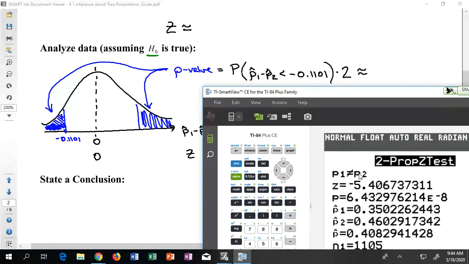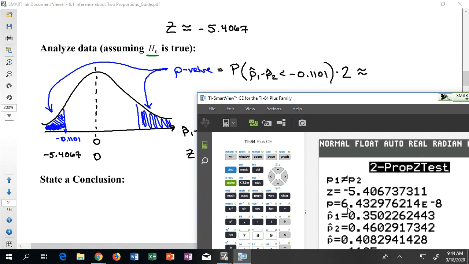If I go to calculate, notice immediately it tells me my z-score, negative 5.4067. Negative 5.4067 can be added to the picture. I also see my p-value, which looks like 6 point, wait a minute, 6 point. I can't have p-values that are, I mean, that's a probability. I can't have probabilities over 1.